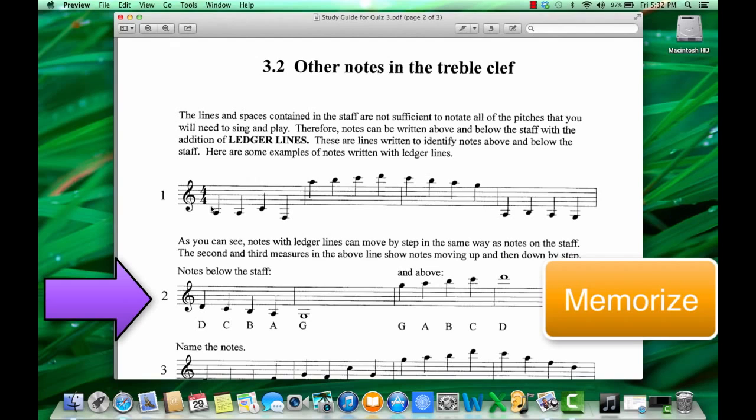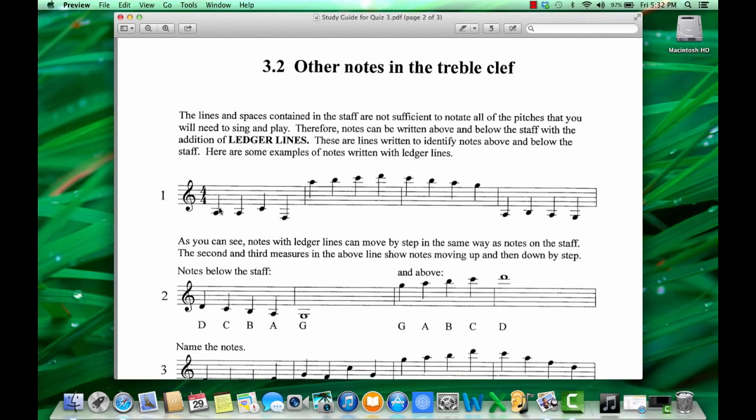Next note down is D. Next note down is C on this line. Next note down is B as in boy. And then the next note down is A. So a note with two ledger lines below the treble clef staff is A. That means this is A as well.